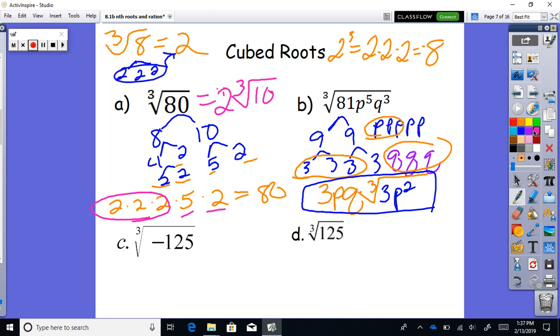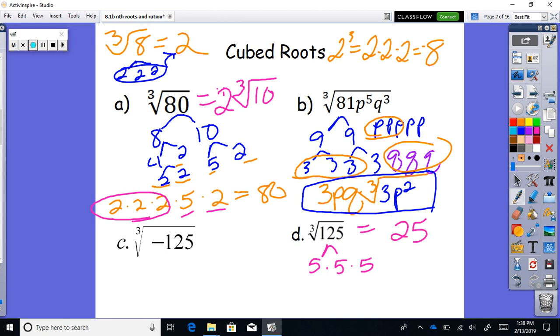Now with even roots, you can't have negatives under the root, because a negative times a negative is always positive. So you can't take the square root of a negative number for that reason. However, for cubed roots, you have 3 of them. So the 125 is 5 times 5 times 5. 5 times 5 is 25, times 5 is 125.